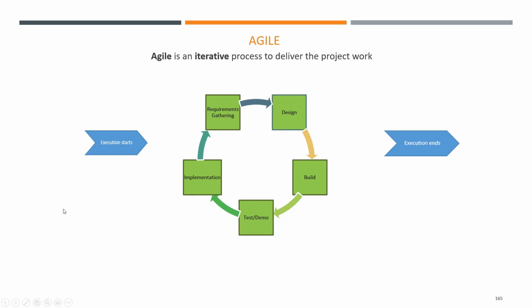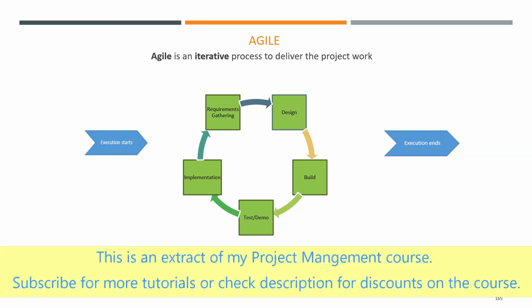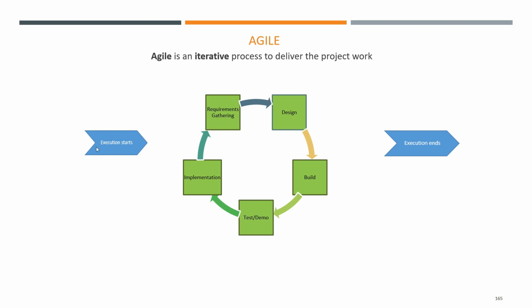Let's review Agile. Agile is an iterative process to deliver the project work. It's not only once, it's iterative, and we can change and fine-tune as we go. So if we go through the loop, when the execution starts, we already have a good idea of what we'll be doing. It's usually a very large chunk of work that we've agreed to work on.